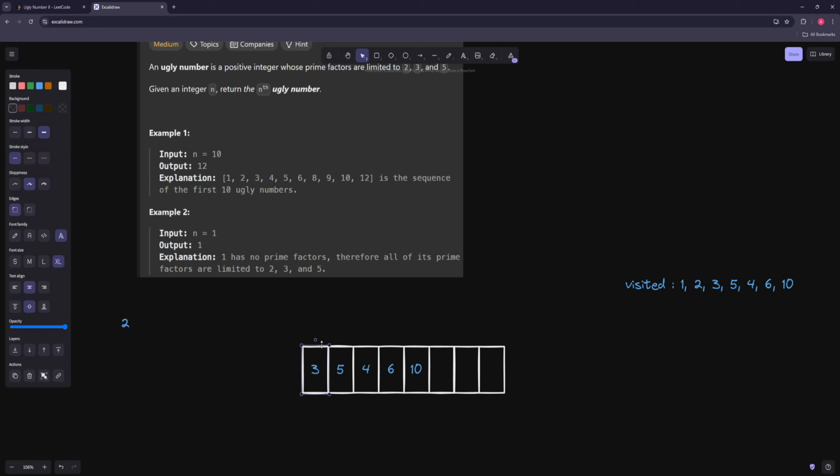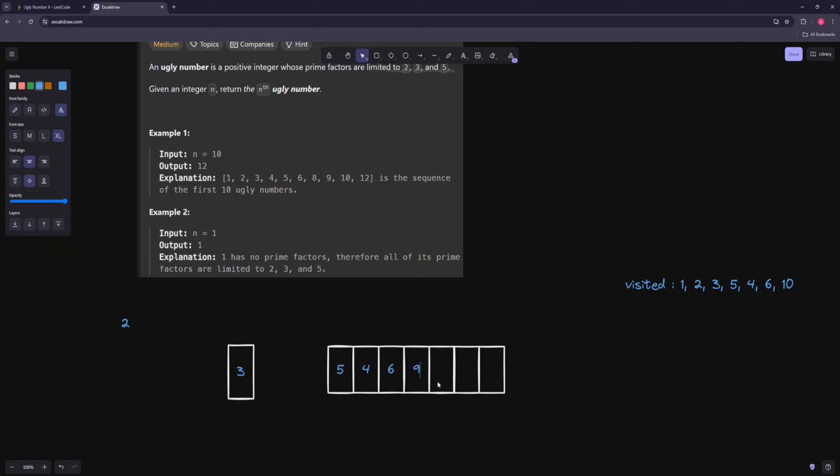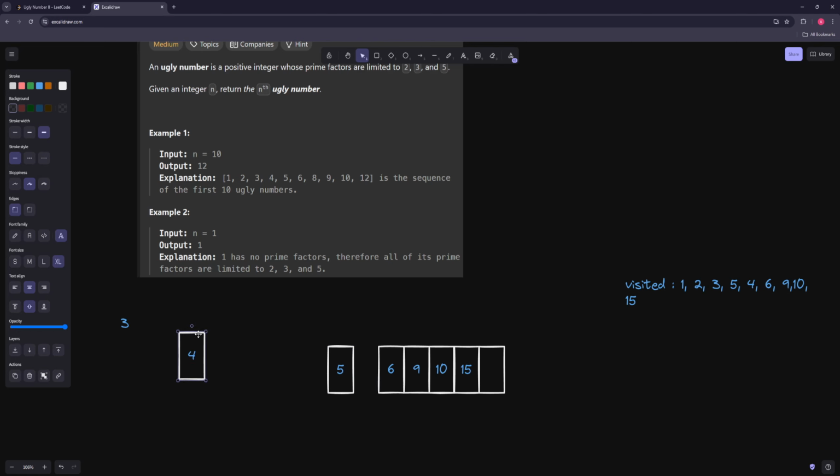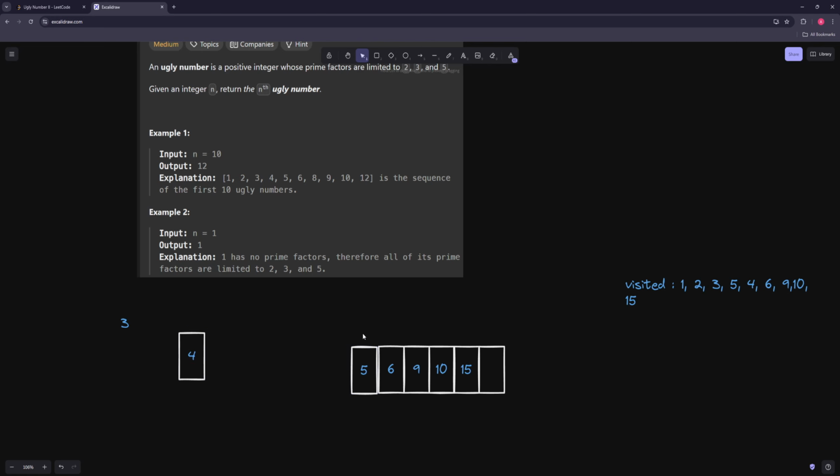Then from the 3, we can make 6, 9, and 15. We already have a 6, so we just make 9 and 15. This will be our heap. We've popped 3 numbers, and we add 9 and 15. I'll do a couple more. I don't think I need to do the whole thing, but you get the idea. You're just popping numbers one at a time. The smallest number is now 4, and then you're basically building the three you can build from it.